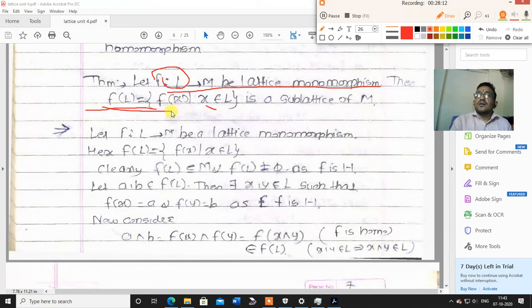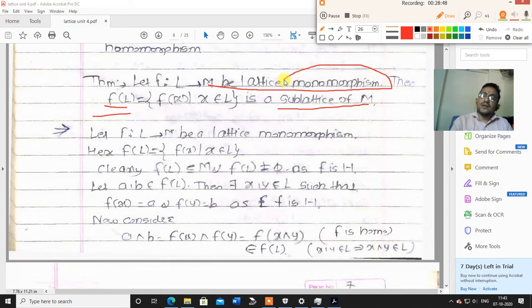It is a collection of the images of all elements of the lattice. This is the image of lattice L under the given function f. And we have to show that this is a sublattice of lattice M. So we have to show that the image of lattice L is a sublattice of lattice M. We have to show this. What is given to us?